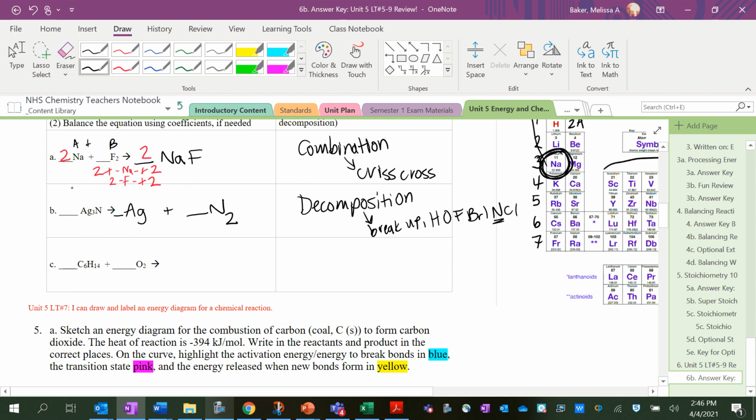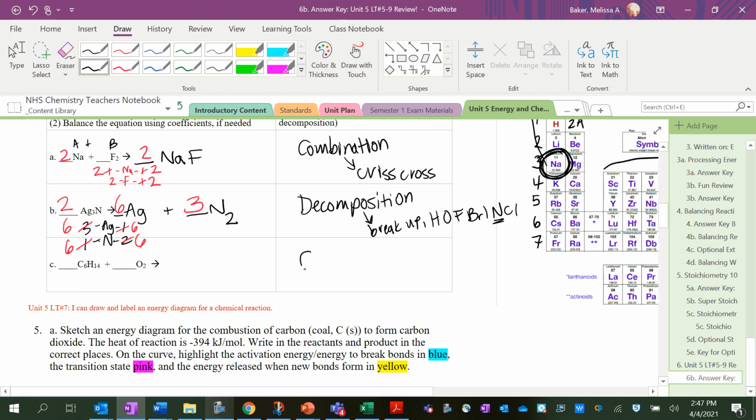Okay. For balancing, we've got 3 Ags on the left and only 1 on the right, 1 N on the left and 2 on the right. One of the tips is to make odd numbers even. So I'm going to put a 2 in front of that Ag3 to make it be 6. And now that is 6 Ns. So to compensate, we're going to need a 6 in front of the Ag and a 3 in front of the N2 to also make that be 6. So the coefficients are 2, 6, 3.